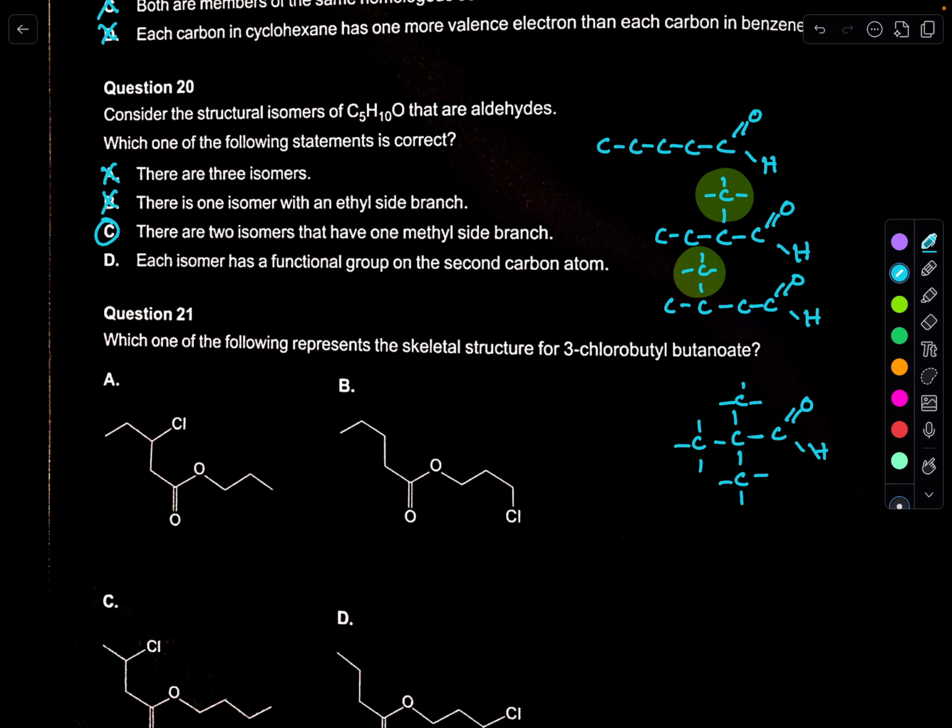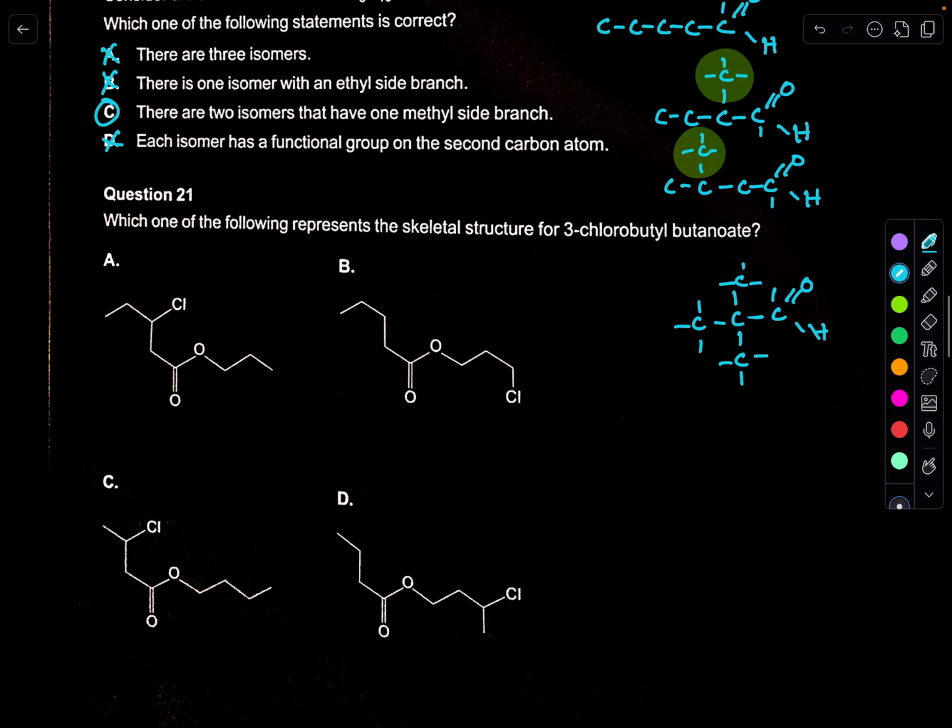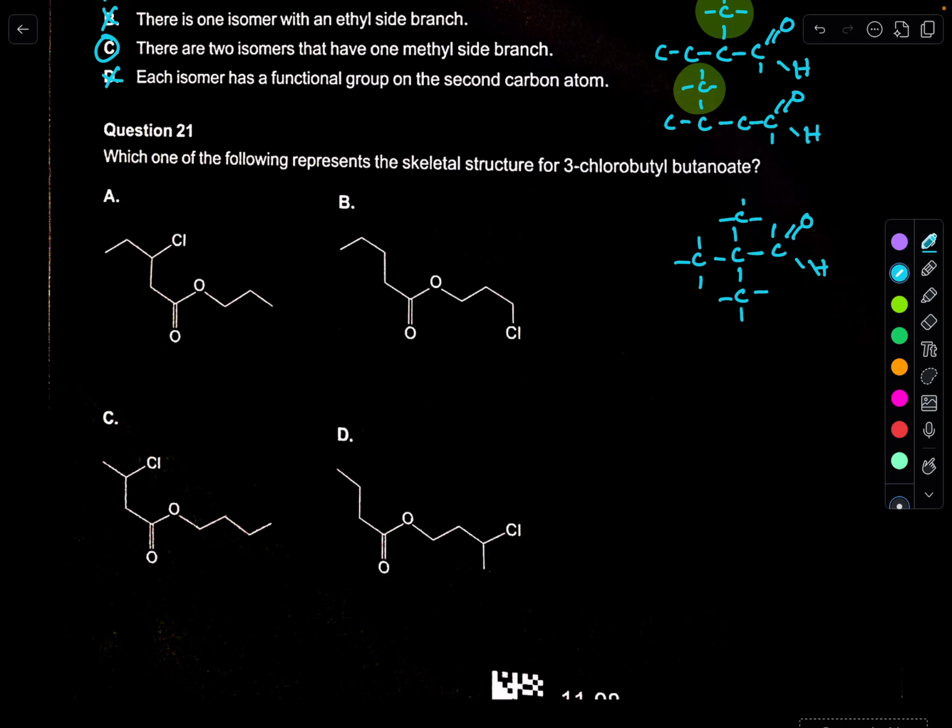What about D? Each isomer has a functional group on the second carbon atom. The functional group, which is the aldehyde, only occurs at the first carbon for all of them. So not on the second, so that's also wrong. So choose 20C. Let's have a look at the next question.